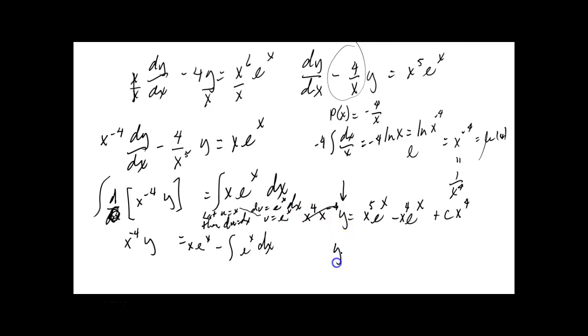And now we have y is equal to, I believe I'd like to just factor out the x to the fourth times x e to the x minus e to the x plus c. So x e to the x minus e to the x plus c, times x to the fourth. Now that is a correct answer.